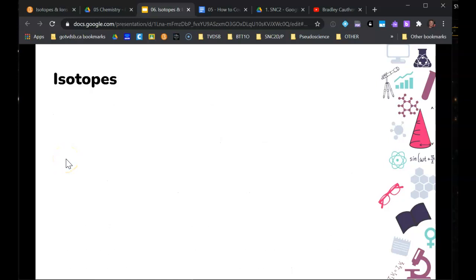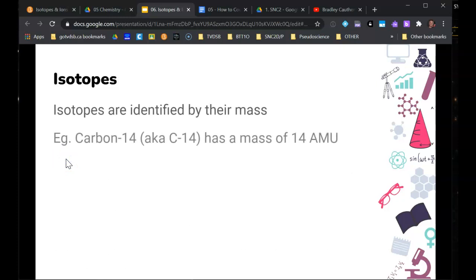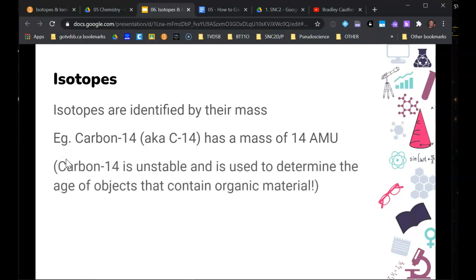All right, so let's talk about isotopes a little bit more. Isotopes, we will typically identify by their mass. So for example, carbon-14, or you'll also see it written as C14, has a mass of 14 AMU, so 14 atomic mass units. Now, carbon-14 specifically is actually unstable. We actually use carbon-14 to identify the age of objects that contain organic material. So you've probably heard of the term carbon dating before. It comes from this particular isotope of carbon.